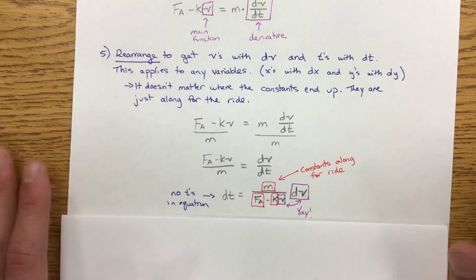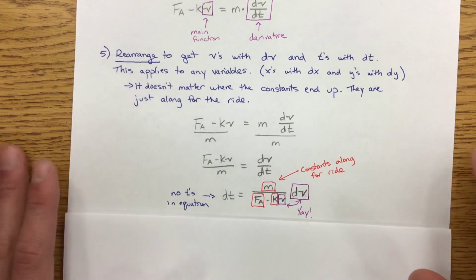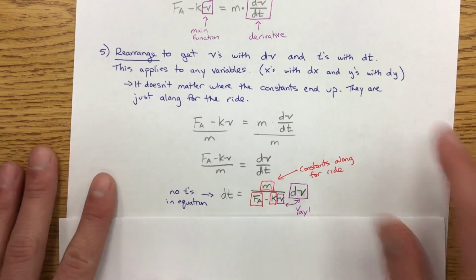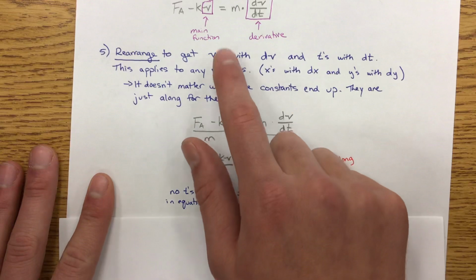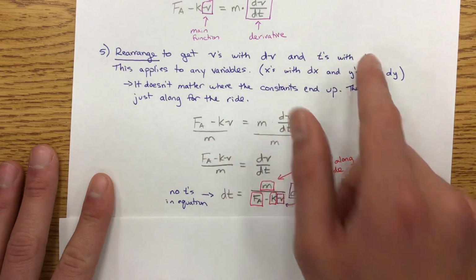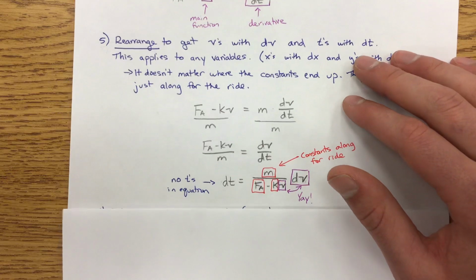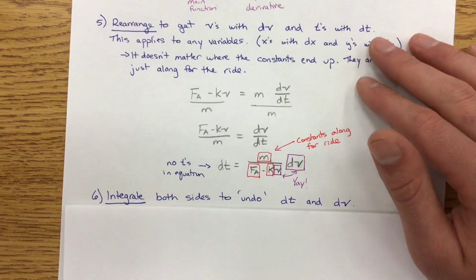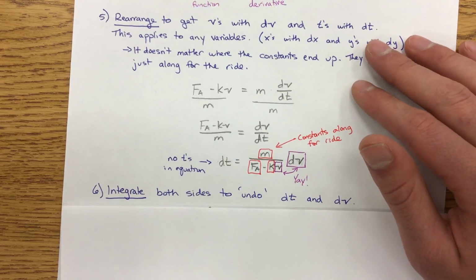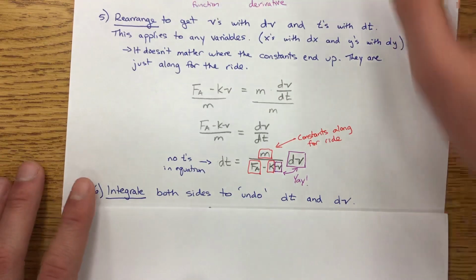If you haven't done integrals yet, if you haven't done calculus yet, just remember here, you want to get relevant variables with each other. V's with dv, t's with dt, all right? Now, the next step. We want to integrate both sides in order to undo dt and dv.